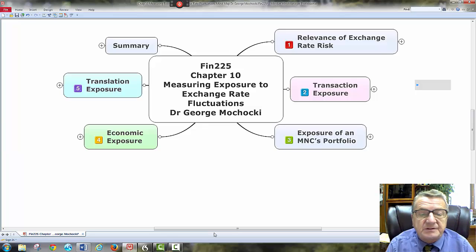Today we'll be covering Chapter 10, Measuring Exposure to Exchange Rate Fluctuations. Basically, if I look at the exchange rate and how it fluctuates, how much exposure does my currency, or the currency of my subsidiary, have as an effect on the overall value of the MNC? Remember, we're going to be looking at it from the MNC, multinational corporations perspective, from a macro viewpoint, looking at different governments and the different effects that exchange rates, in this case, have.